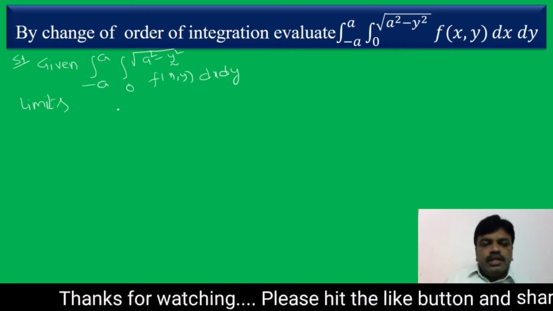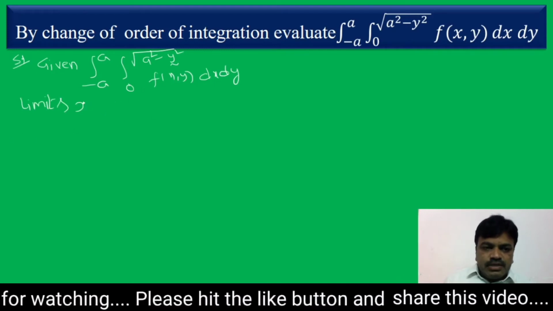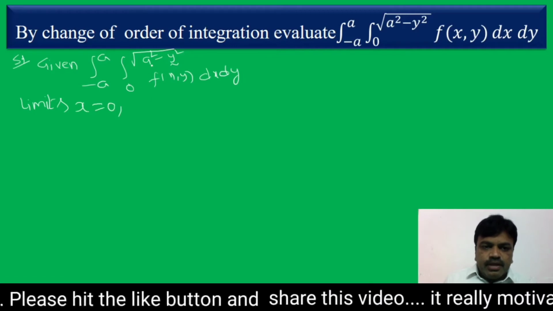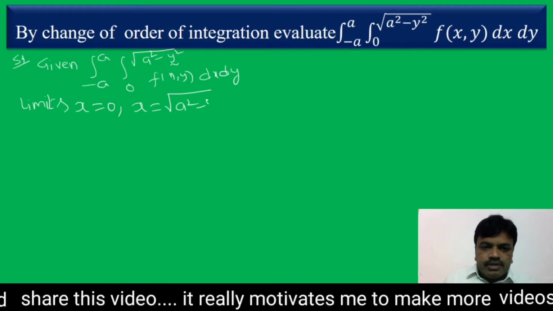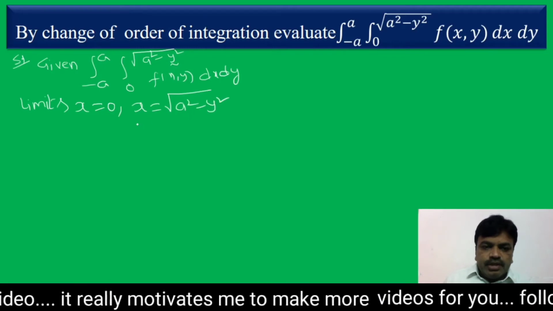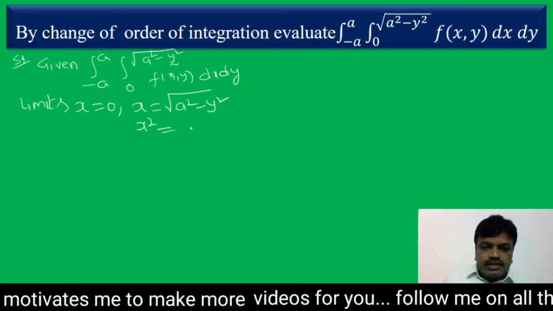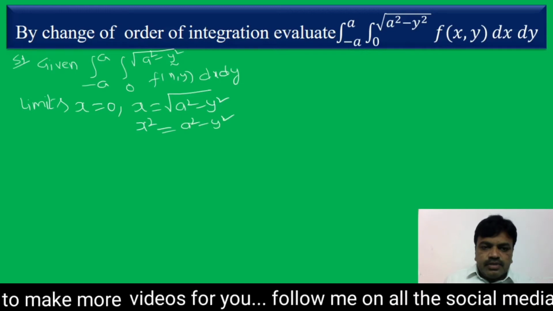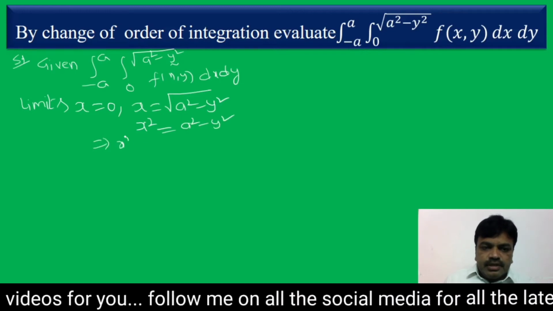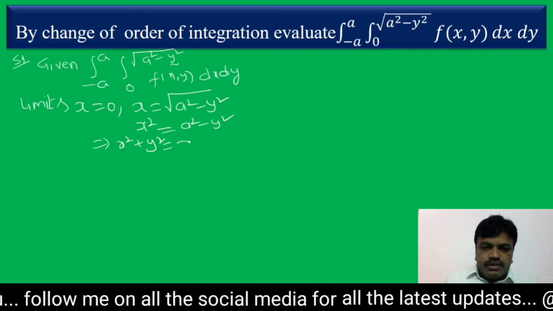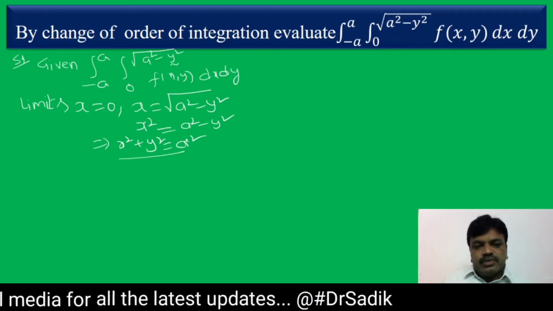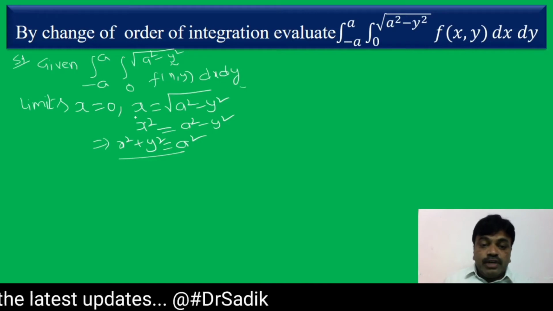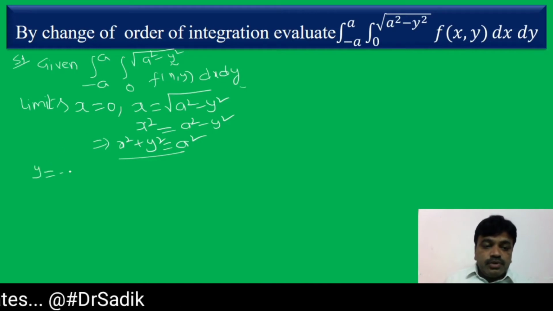Okay, limits. This is x equal to 0. Here x is equal to the square root of a squared minus y squared. Squaring both sides, we get x squared equals a squared minus y squared, so x squared plus y squared equals a squared. It represents a circle, friends. Now what are the y limits? y is equal to minus a to y equal to a.